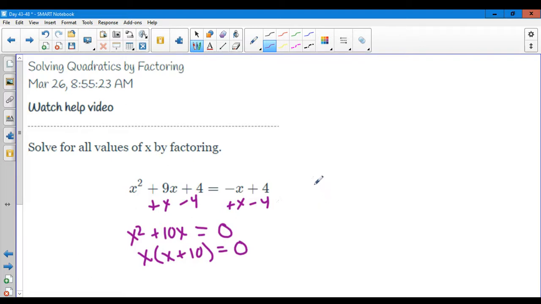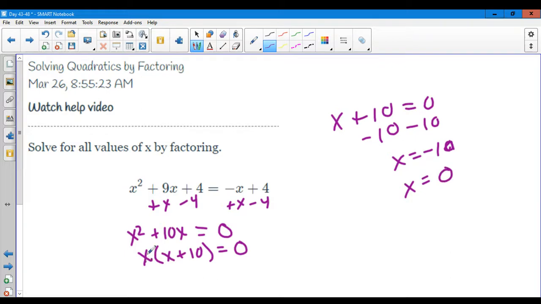For me, it's real obvious, but for most kids I've ever worked with, it's not obvious. They see this x plus 10 equals 0, and they subtract 10 and get x equals negative 10. They put that in the box in Delta and feel like they're done, but they forget about this. So what number here times this quantity would equal 0? That has to be 0. If I put a 0 here, it would be 0 times 0 plus 10, which would be 0 times 10 equals 0. And of course, that works.